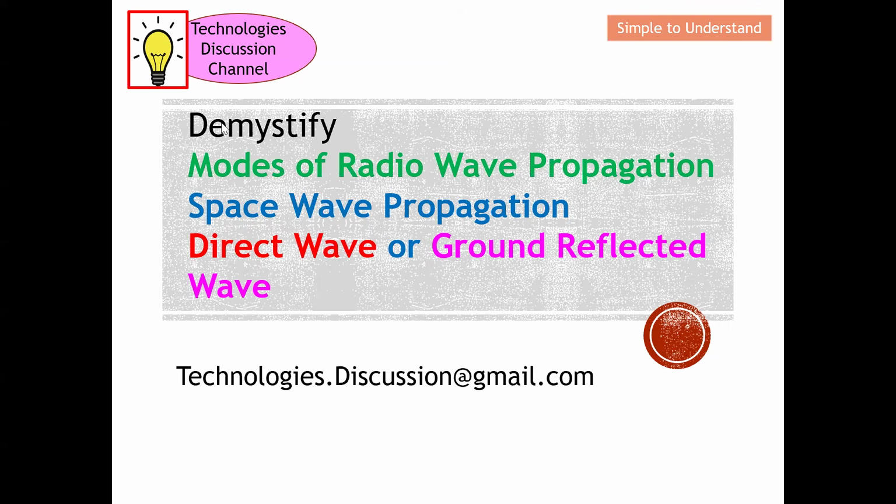Today, I'd like to continue the discussion on the different modes of radio wave propagation. In short, there are actually three modes of radio wave propagation. The first one will be ground wave propagation, followed by sky wave propagation. This video, I will concentrate on space wave propagation. Under space wave propagation, we have both the direct wave and the ground reflected wave, which I will further explain later on.